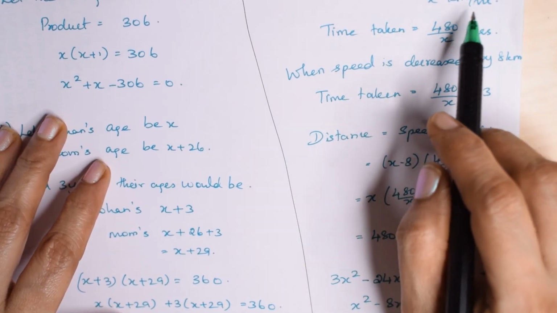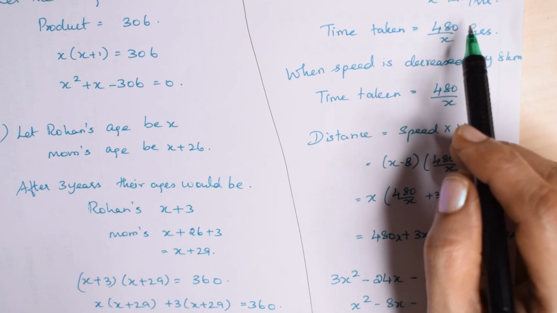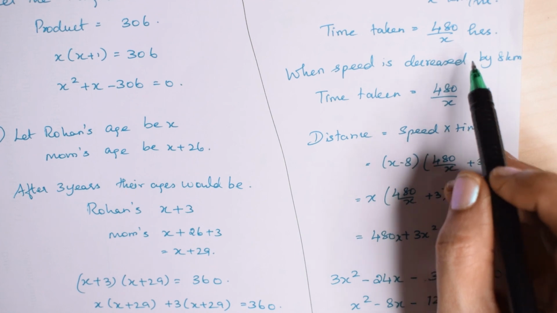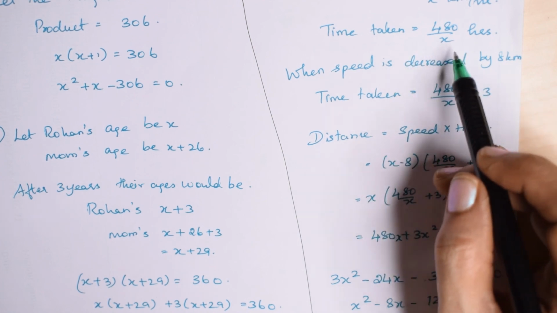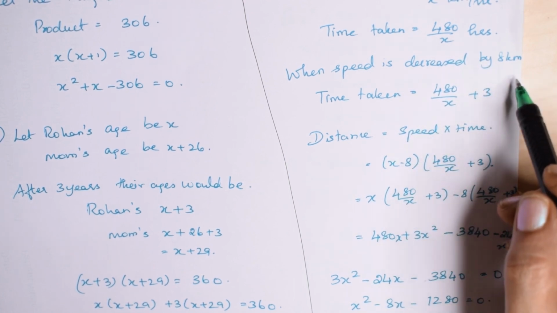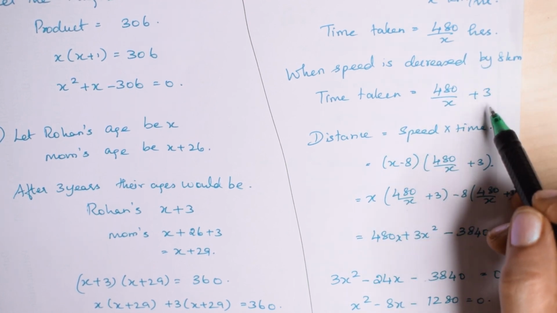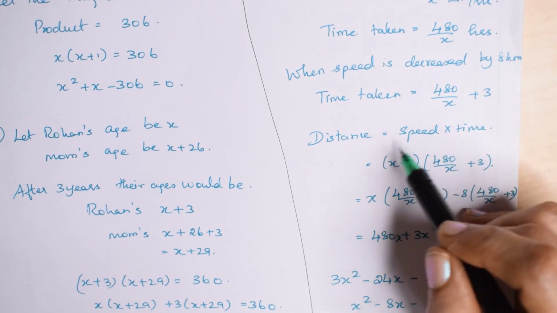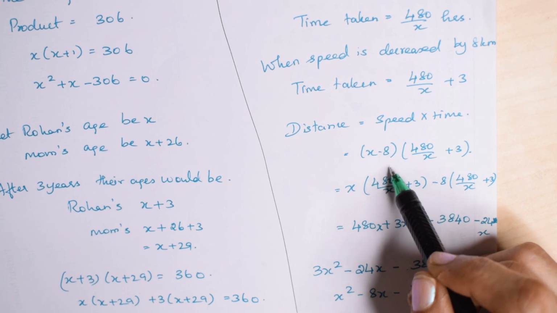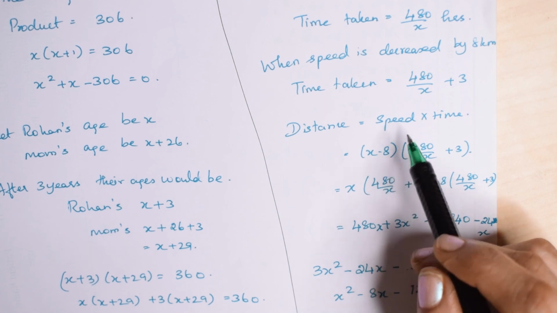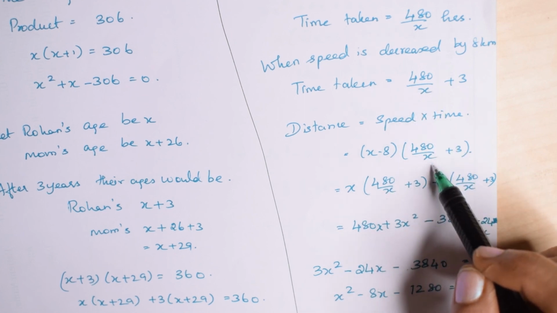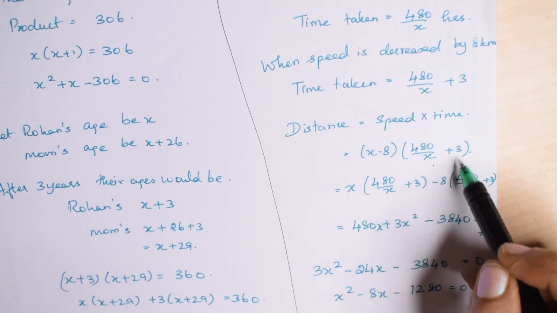Let the speed of the train be x kilometers per hour. The distance is 480 kilometers. The train is traveling at a uniform speed, they said. So the time taken we can find as 480 by x hours. When the speed is decreased by 8 kilometers per hour, the time taken is increased by 3 hours. So the speed has been decreased, and it becomes x minus 8, into 480 by x plus 3.